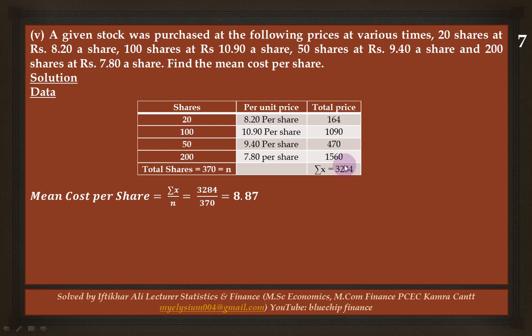So 3284 is the total price that we are paying to buy all these shares, and the total shares are 370. So simply divide this and take the mean. 3284 divided by 370 equals 8.87. So on average we are paying 8.87 rupees per share. So the mean cost price per share is 8.87.